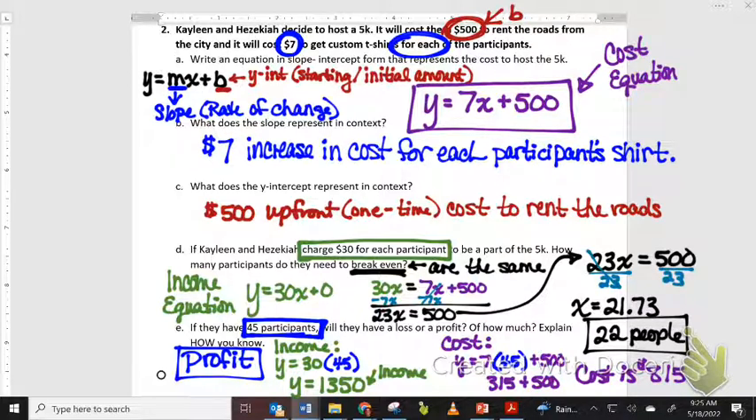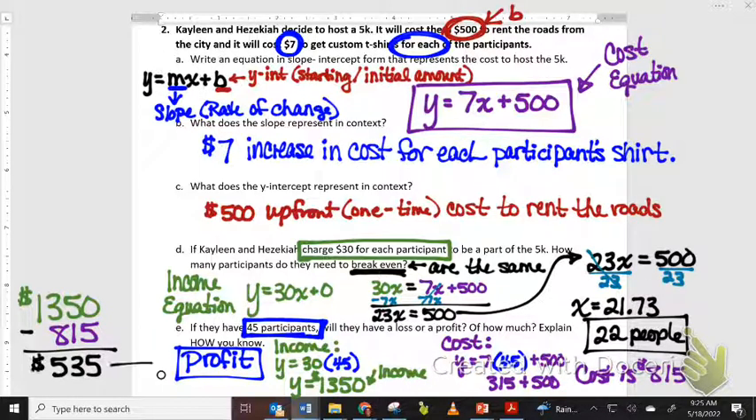Tell me how you got that. So by subtracting 1,350, that's their income, minus 815, that's their cost. I got $535 in profit.